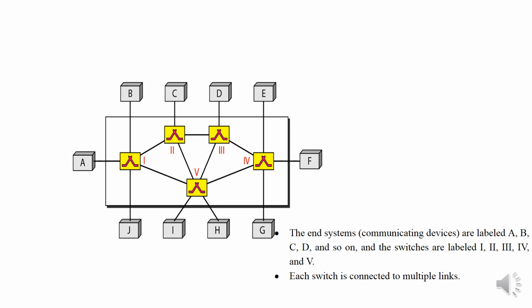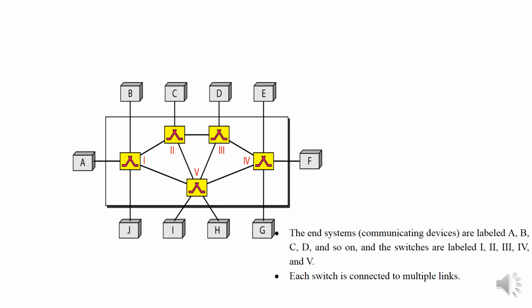A switched network consists of a series of interconnected or interlinked nodes called switches. Switches are devices capable of creating temporary connections between any two or more devices, and those devices are connected to the switches. We can observe that in the diagram. The end systems, that is the communicating devices, are labeled as A, B, C, D and so on. The switches are labeled as Roman numbers 1, 2, 3, 4 and so on. Each switch is connected to multiple links.